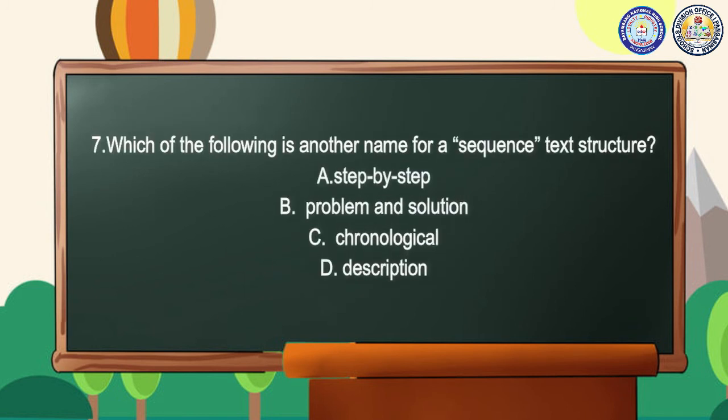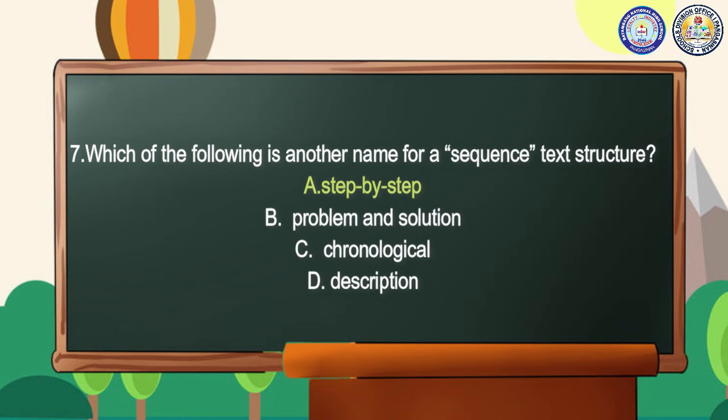Which of the following is another name for a sequence text structure? A. Step-by-step. B. Problem and solution. C. Chronological. D. Description. The correct answer is A. Step-by-step.